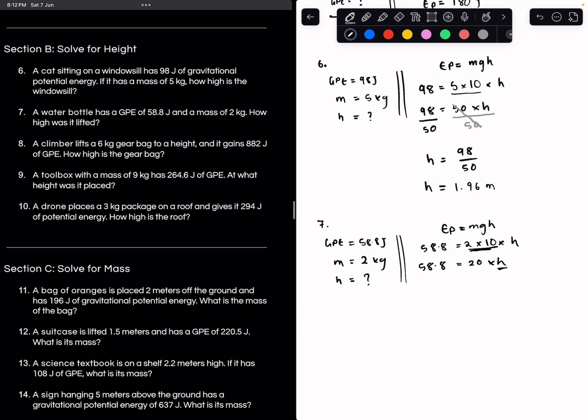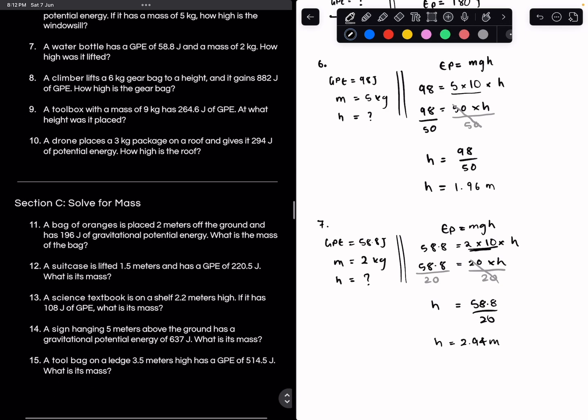Now we need to rearrange to get height by itself so we can figure it out. So currently it's being multiplied by 20. The opposite of times 20 is divide by 20 to cancel it out. Have to do the same thing on the other side of the equal sign. And what I'm left with is height equals 58.8 divided by 20. Okay, so plugging that into your calculator, you should get 2.94 meters, and do not forget the units, okay?